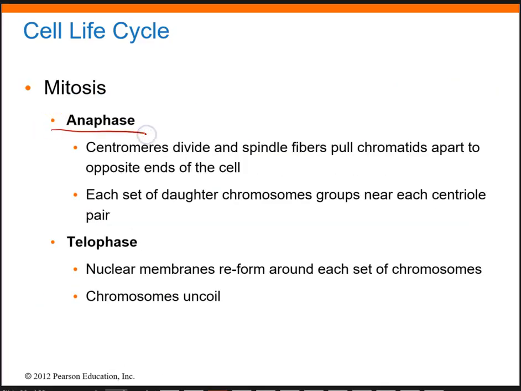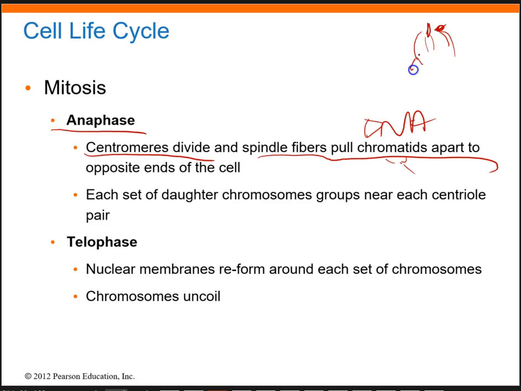During anaphase, the centromeres divide and the spindle fibers pull the chromatids. They pull the DNA apart. So what you end up seeing is you'll have your little centriole pair here and these spindle fibers pulling half of the DNA this way, and then on the other side you see centrioles attached to the DNA, and they're pulling the DNA this way so that it's now split.